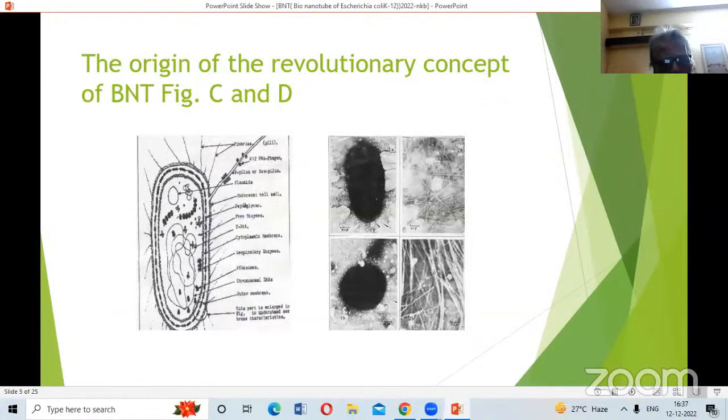Now, where this thinking process started, the origin of the devolution concept of BNT, figure C and D. Now, this has been drawn by the author whenever it was observed in the electron microscope. And hour after hour, he was involved in the electron microscope to draw this type of picture. And this has been observed in various types of bacterial isolation as well as the total bacterial system.